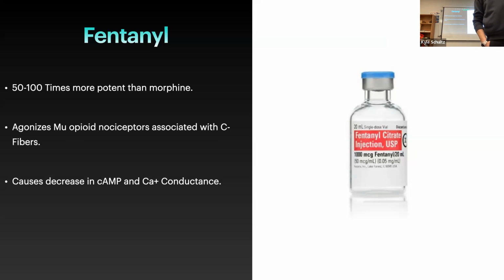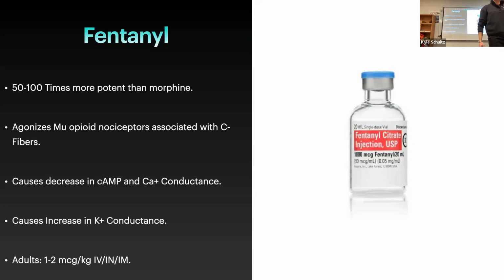So if it decreases the conductance of cAMP and it decreases the conductance of calcium, those are both responsible for neuromuscular propagation of the impulse. So if the nerve isn't able to propagate the impulse, then it's not able to get to the brain, and the brain's not able to perceive it. You don't end up feeling the pain. The other way it does it is it causes an increase in potassium conductance. So it plays with the action potentials of the nerve cells, and that's how we get the blockage of pain.